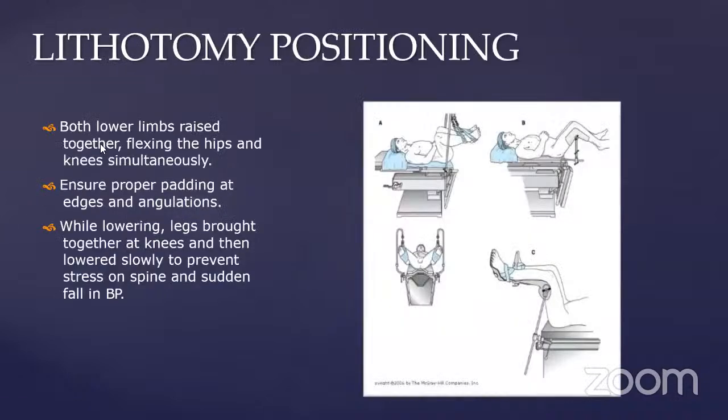In lithotomy position, both the lower limbs are raised together, flexing the hips and knees simultaneously. Ensure proper padding at the edges and angulations to reduce impact injuries. While lowering, the legs should be brought together at the knees and then lowered slowly to prevent stress on the spine and a sudden fall in BP.